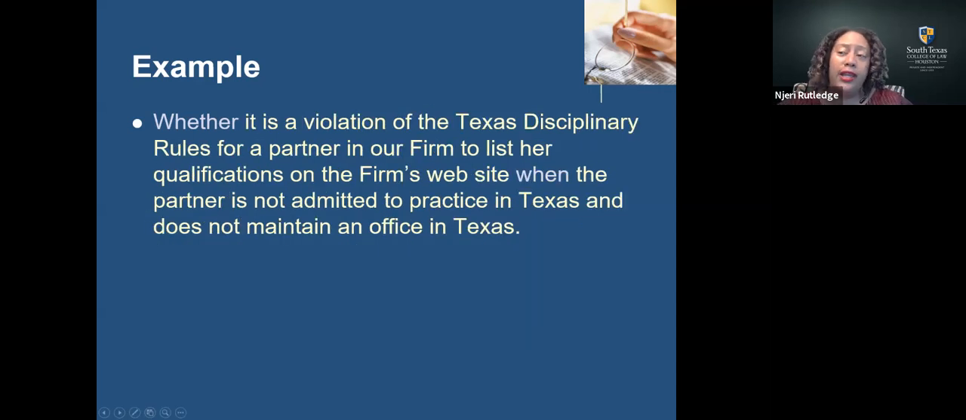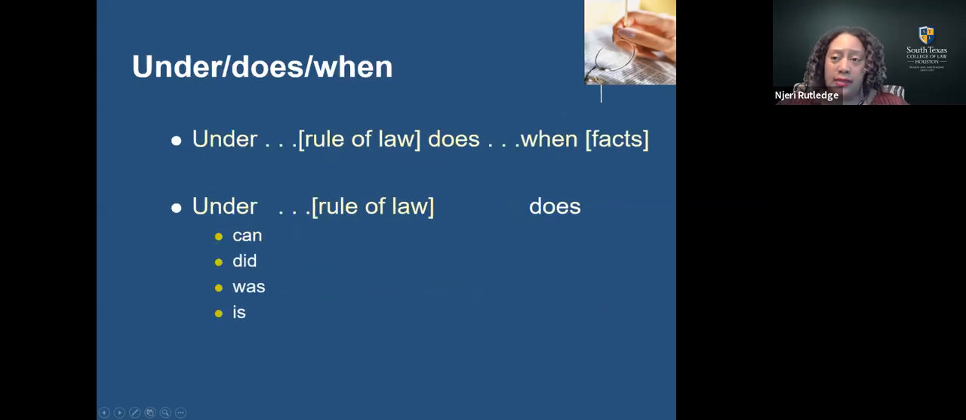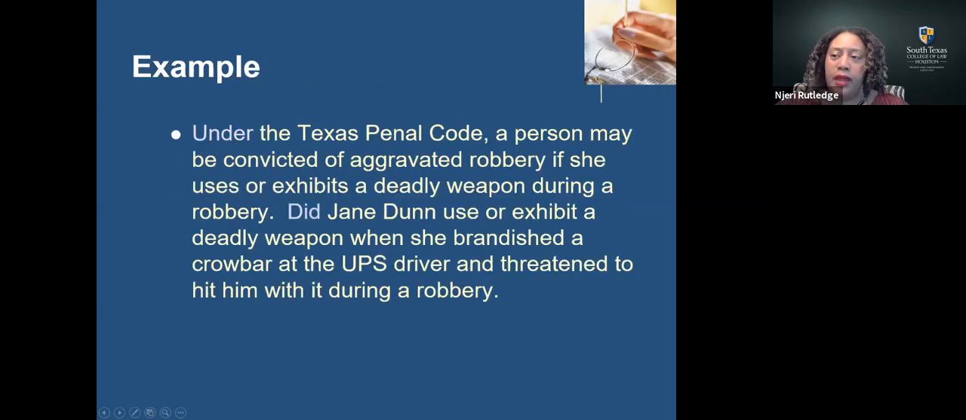Whether it is a violation of the Texas disciplinary rules for a partner in our firm to list her qualifications on the firm's website when the partner is not admitted to practice in Texas and does not maintain an office in Texas. And then you have the under, does, when format. Under the Texas Penal Code, a person may be convicted of aggravated robbery if she used or exhibits a deadly weapon during a robbery. Did Jane Dunn use or exhibit a deadly weapon when she brandished a crowbar at the UPS driver and threatened to hit him with it during a robbery?